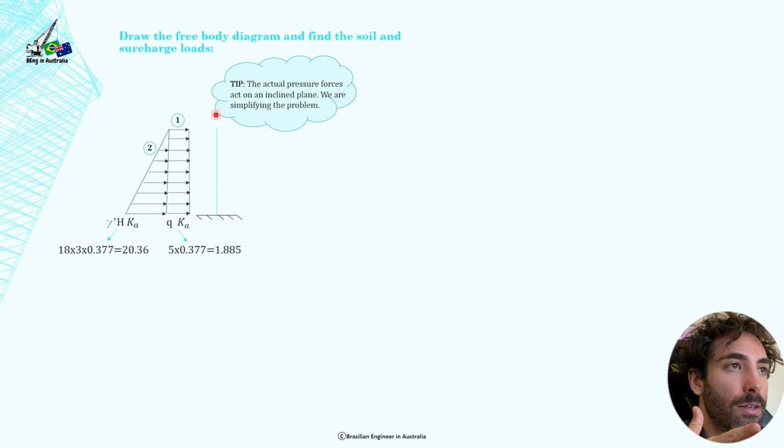So it's 1 meter going into the page, and we've got a rectangular load distribution for the surcharge, and at the base a pressure of Q times Ka, which is 5 kPa times 0.377, that's equal to 1.885. And if we look at the triangular load distribution here for the soil, it is gamma H Ka, which is 18 times 3 times 0.377, that equals 20.36.